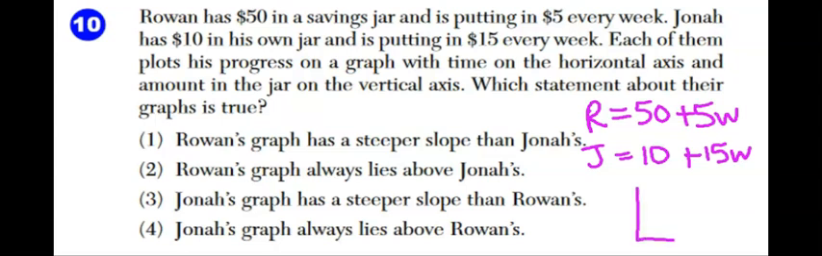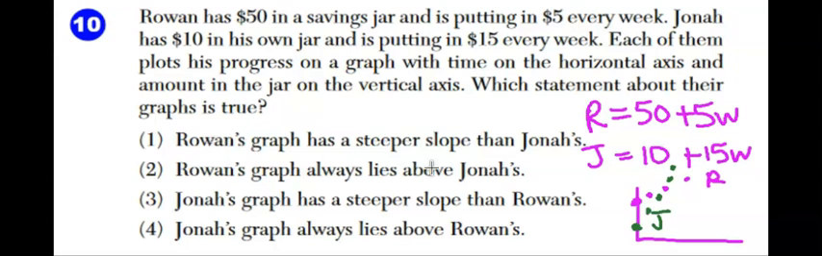So Rowan, if graphed, would start at 50 and then go up about 5 each week. That's Rowan. And Jonah would start at 10, but he's going up 15 each week. Right? You see the difference there?